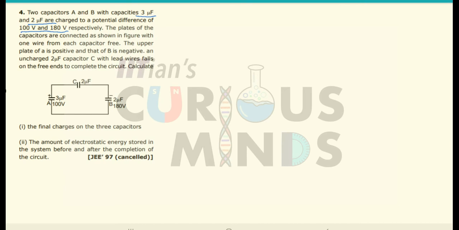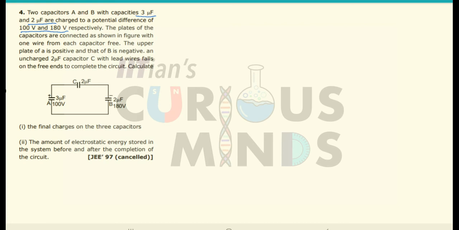Okay, so we have to first find out the final charge on each capacitance. The second thing, we have to find out the amount of electrostatic energy stored in the system before and after the completion of the circuit. If I get the final charges on each capacitance, I can get the initial and final energies.